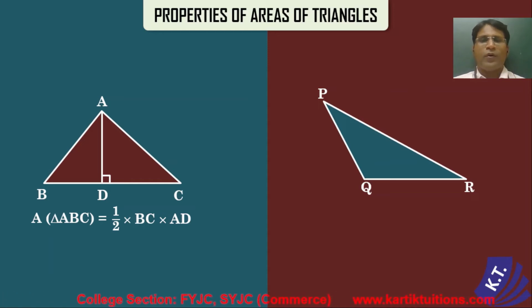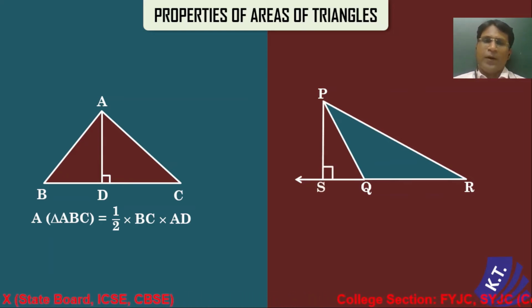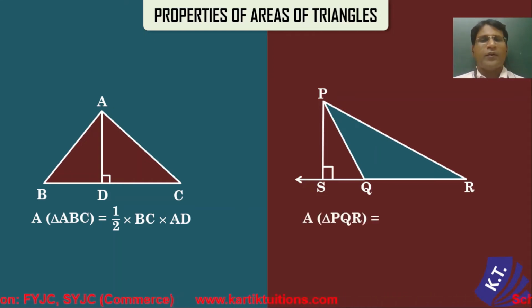Same way, if you talk about triangle PQR, now it is an obtuse angle. So I need to have a height. So I will draw the perpendicular from the vertex P. So I have taken PS as perpendicular to side QR. So if I talk about area of triangle PQR, it is half into QR into PS.